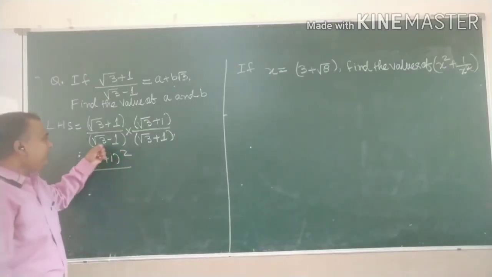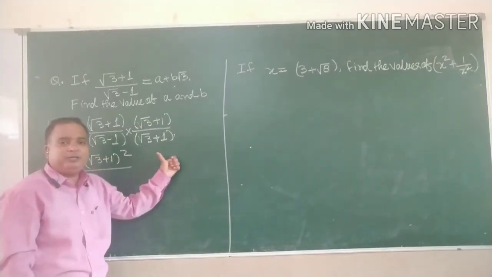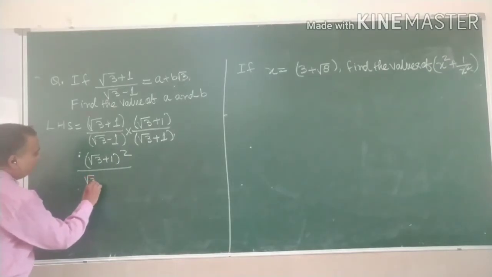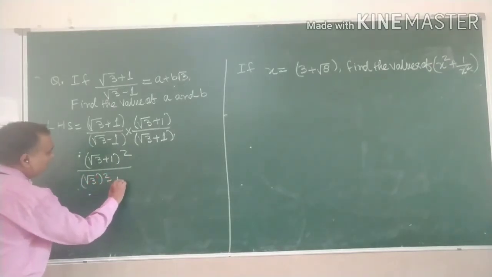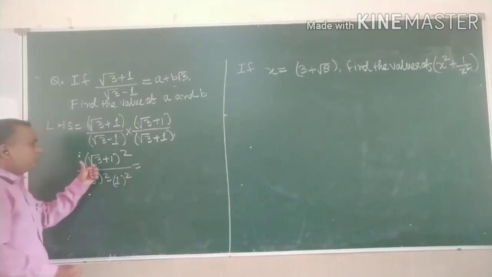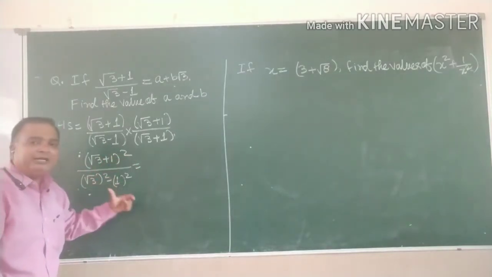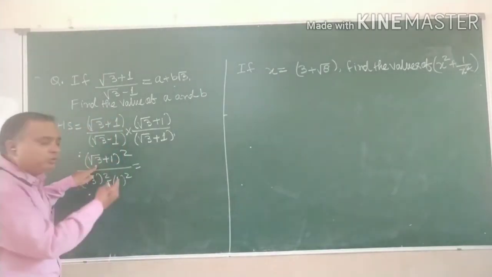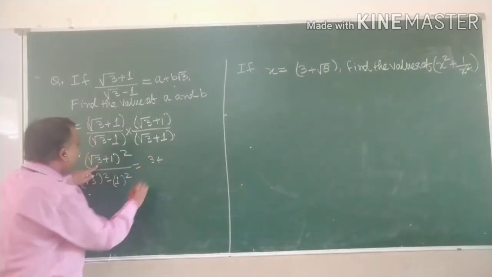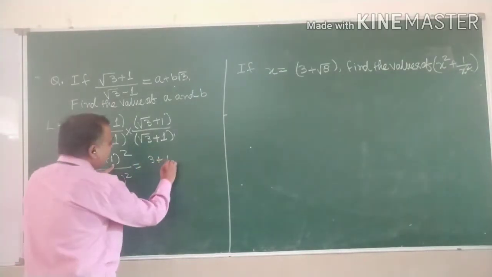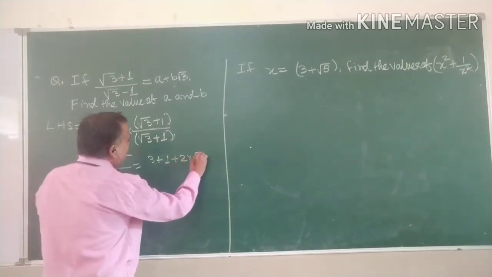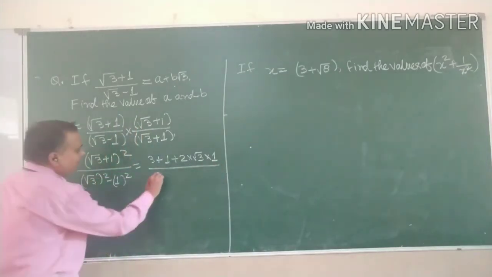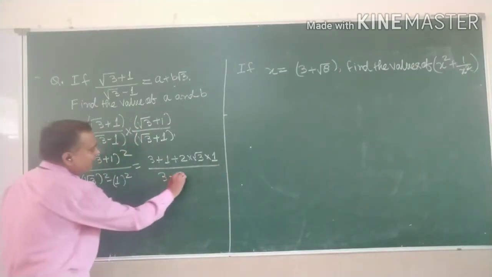Now in the denominator again, a minus b into a plus b, so it becomes a square minus b square. So I can write that as root 3 square minus 1 square. Now (root 3 plus 1) whole square is expanded by the identity a square plus b square plus 2ab. A square means the square of root 3, that is 3. B square means the square of 1, that is 1. Plus 2ab, that is 2 into root 3 into 1. Divided by the square of root 3, that is 3, and the square of 1, that is 1.